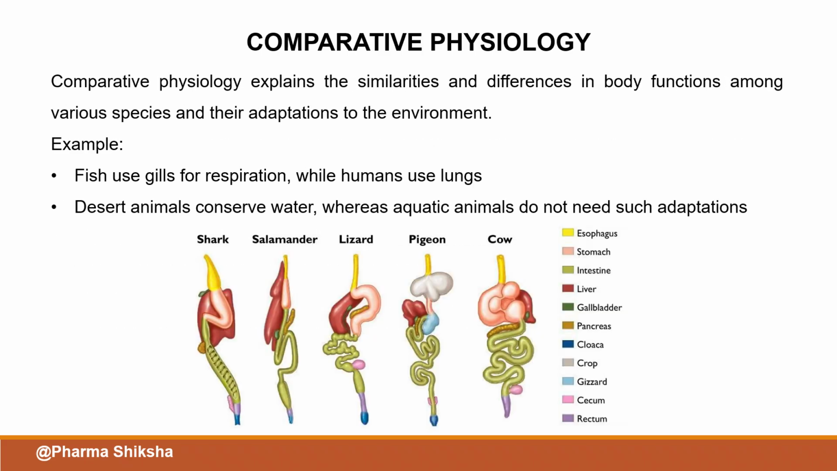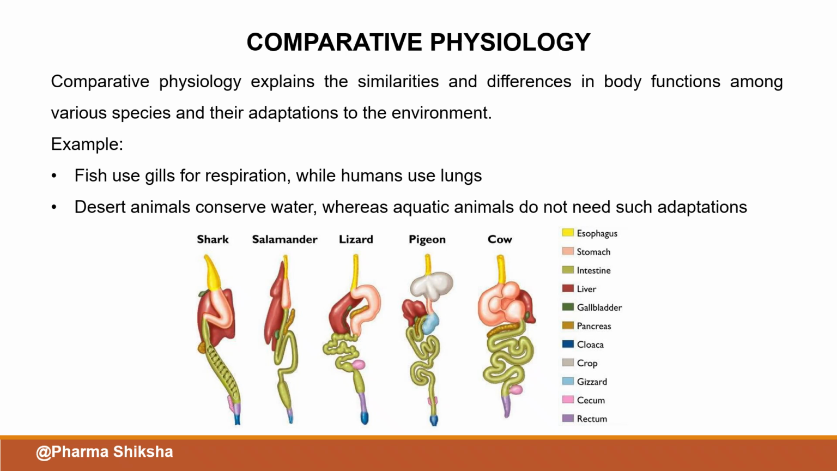Comparative anatomy we have explained, and comparative physiology explains the similarities and differences in body functions among various species and their adaptations to the environment. For example, fish use gills for respiration, but in the case of humans we have lungs. And desert animals conserve water, whereas aquatic animals do not need any such adaptations because they already have water there, where they can live.